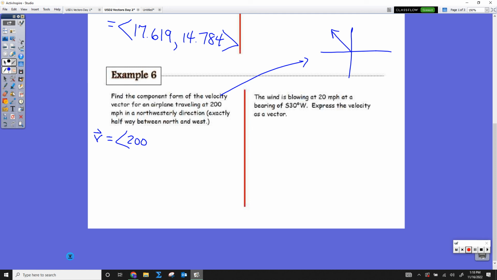So what is this angle? Well, it's right in the middle of the 45. So what's the angle, the 45 angle? 135. It's that one right there, right? So it's 135 degrees. So that'd be 200 what? 200 cosine of 135, comma, 200 sine 135. Sorry, it's kind of squeezed in.